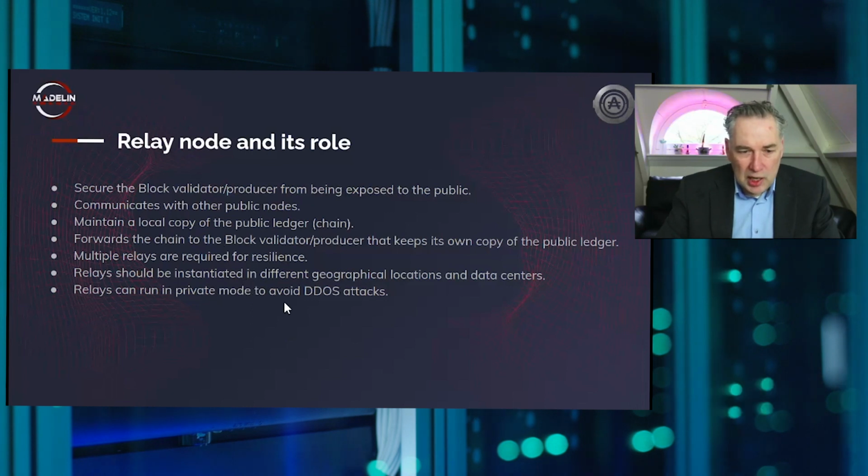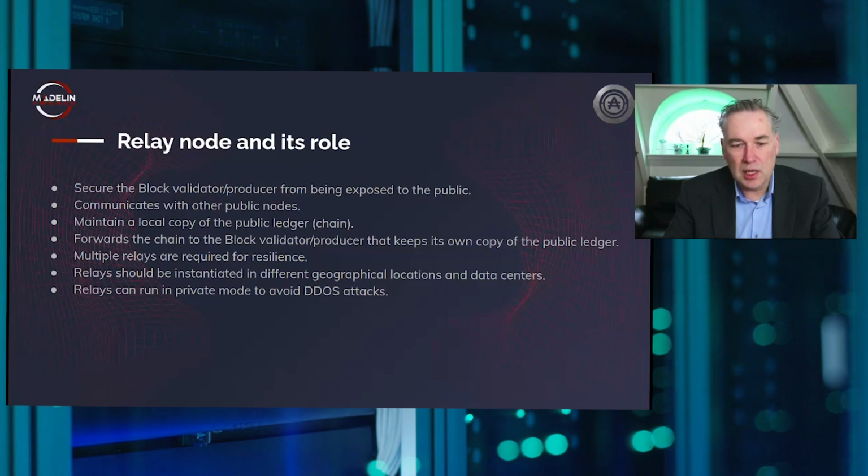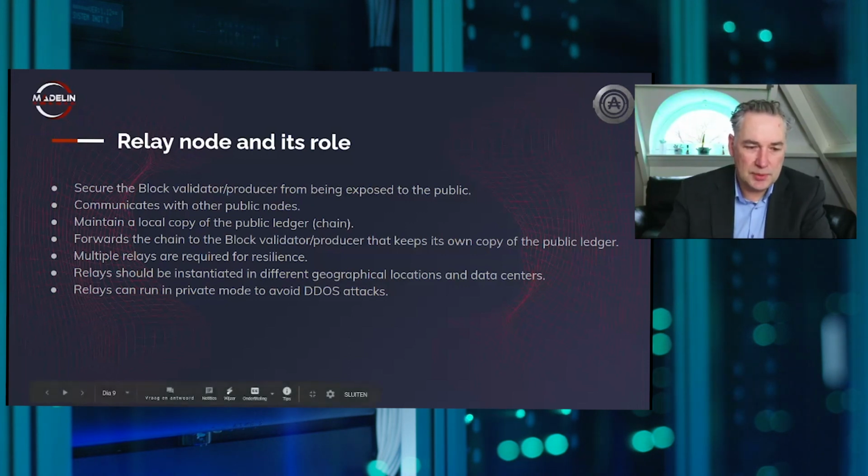To get to a situation where you have resilience, you need to instantiate different instances of these relay nodes in different geographical locations or data centers to reduce the chance that a relay node can go down, because a data center can also go down. So by spreading that geographically, you're reducing the risk.